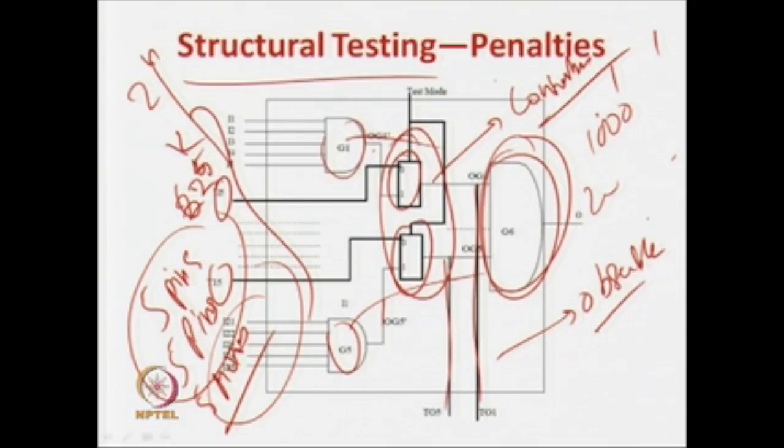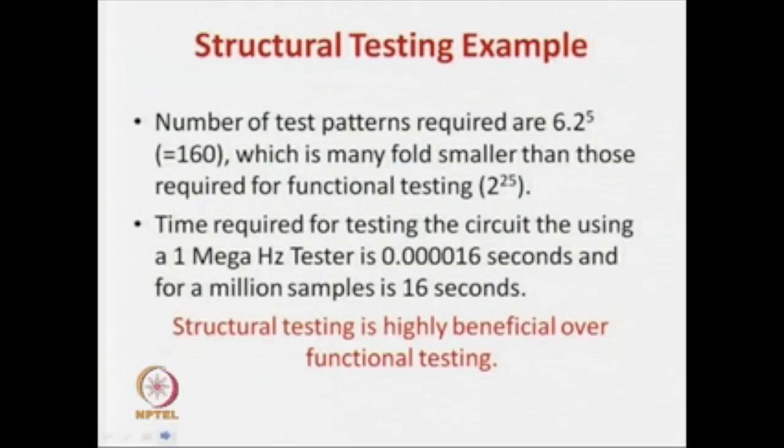So, a circuit having an extra 2000 pins is a very infeasible situation. So, let us see how we can handle this. This is what we have been discussing. The number of test patterns required in this case was 6 into 2 to the power 5, which is around 160, which is much less than 2 to the power 25.